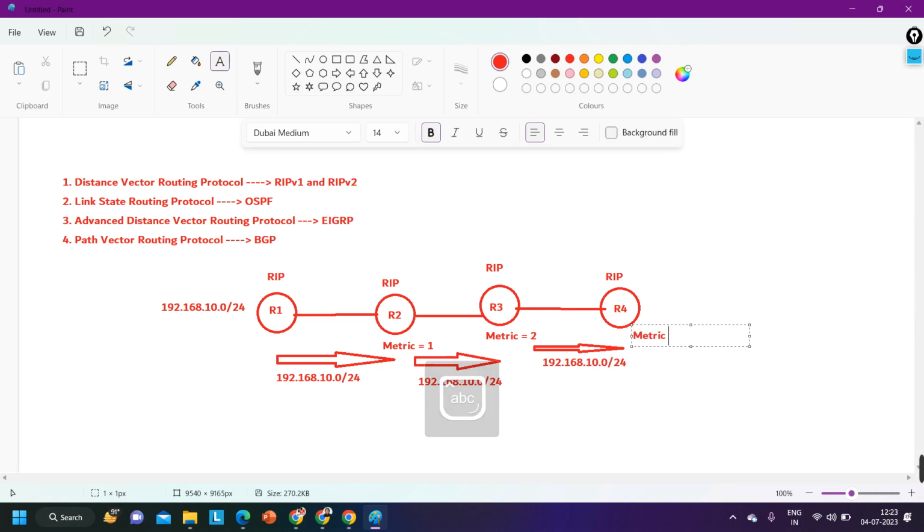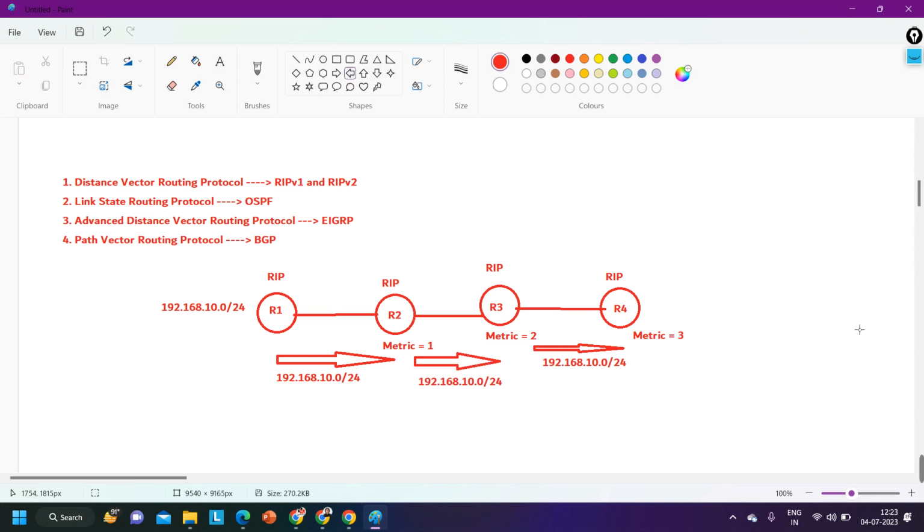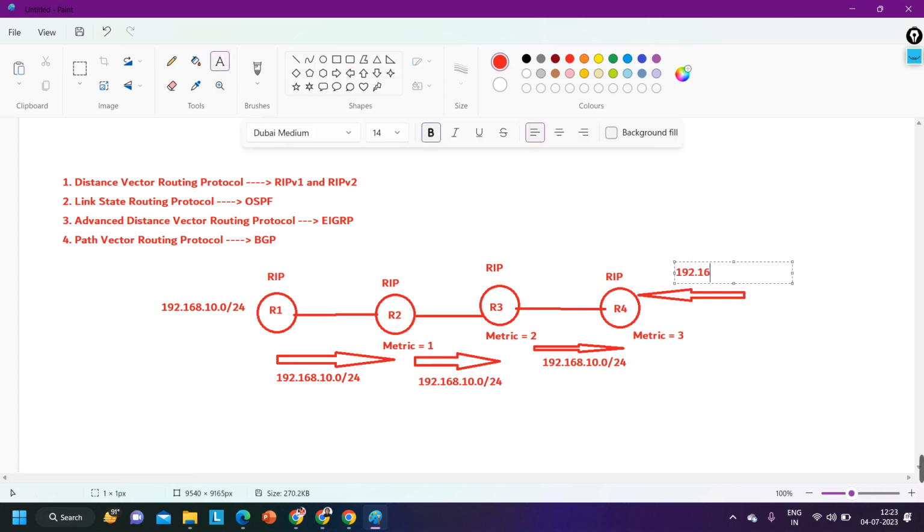Metric will be 3 over here. Yes or no? Yes. Now let's say router 1 is also receiving the same network information from their other neighbor, from someone else. Someone else is also giving the same network information to router number 1. Network information is 192.168.10.0/24. But here the metric is, let's say, equal to 5.